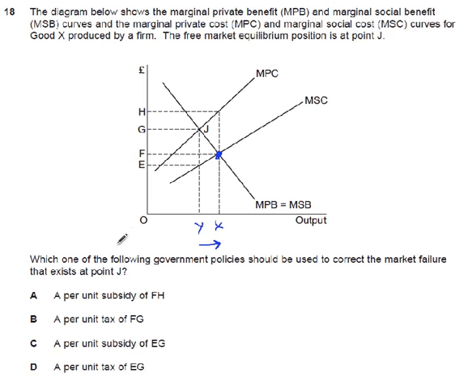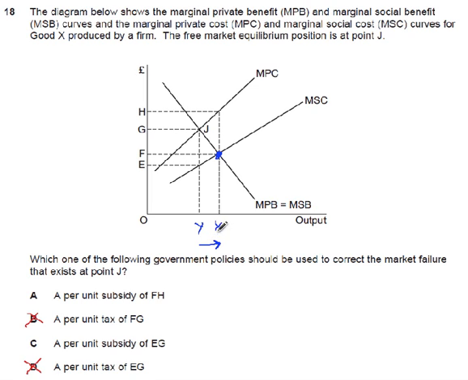And that is going to give us an easy way to get rid of two answers straight away. So we're looking for a boost in consumption. The best way to boost it is a subsidy, so we can get rid of both options which deal with a tax. And then that just leaves us with two further options. Do we want a subsidy of FH, or do we want a subsidy of EJ?